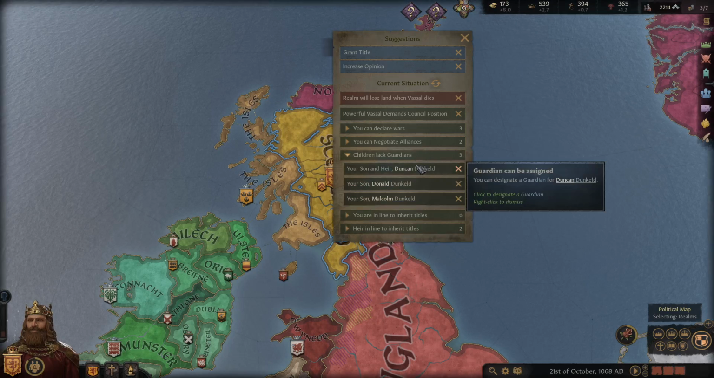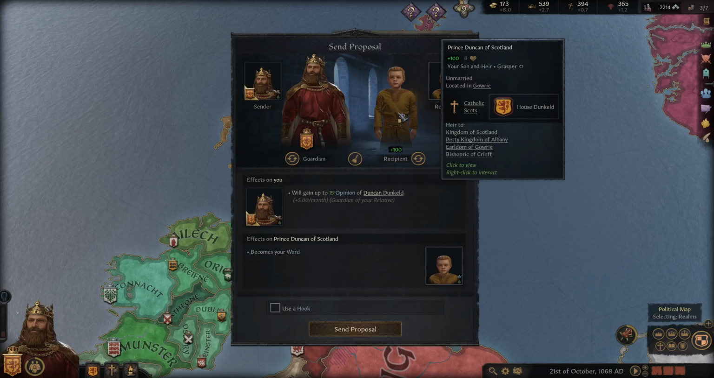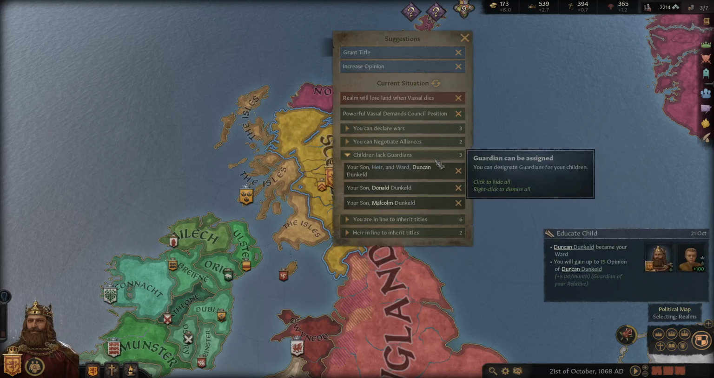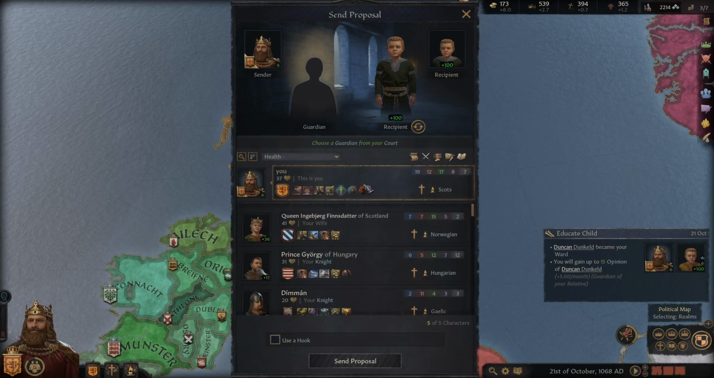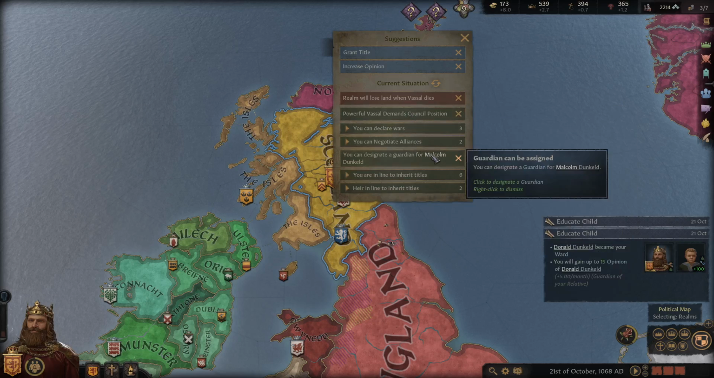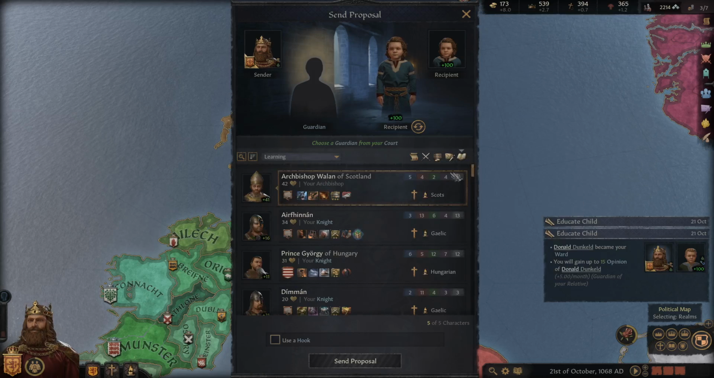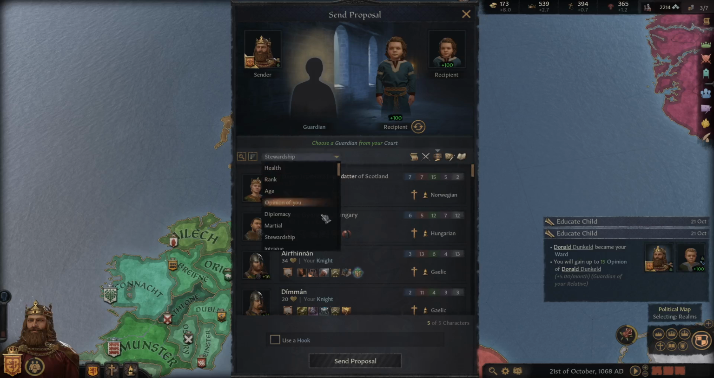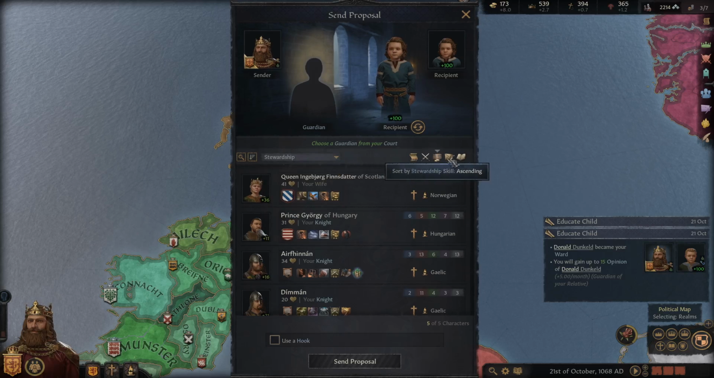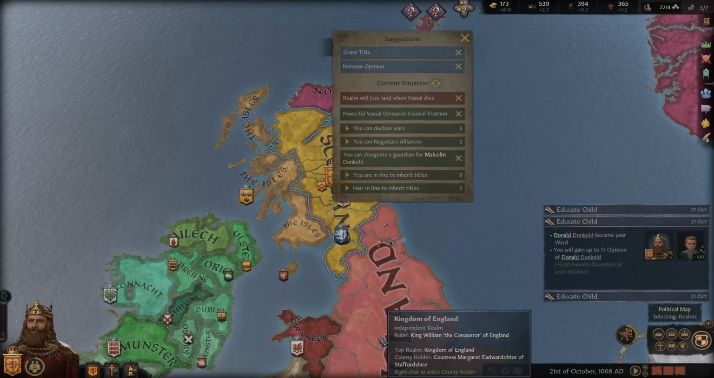Oh, my kids don't have guardians. I probably should fix that. Alright, I'm going to personally take care of Duncan here. And let's see, Donald. Yeah, we need an heir and a spare. I'll also take care of him. Okay, next up, Malcolm. Let's give him somebody with high, maybe learning. Ooh, that learning's not good at all, is it? Well, it needs to be somebody who's Scottish. Okay, we will go with the Archbishop then.